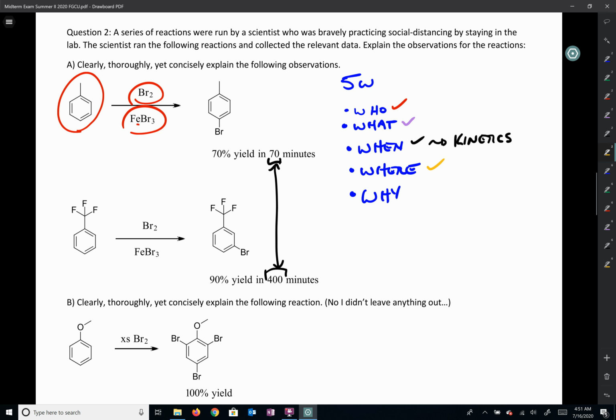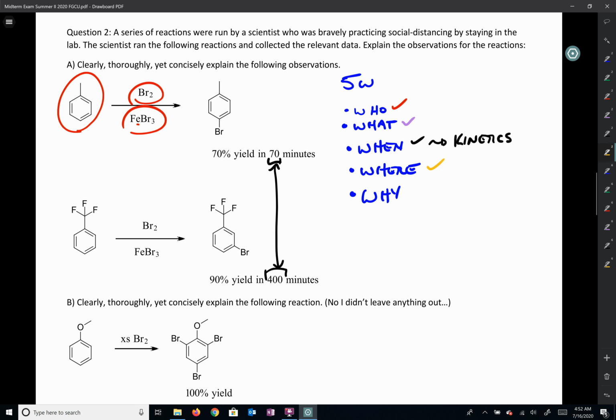Because what you should do is go through and say, in the bottom reaction, the bromine is added at the meta position, and you draw out the mechanism. And you say the reason why a deactivator such as trifluoromethane prefers to have something added at the meta position is because, as you can see from the mechanism, the positive charge is never placed on the carbon that is adjacent to the positively charged carbon.